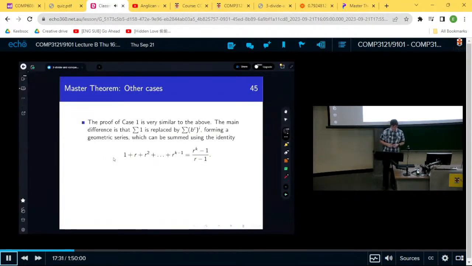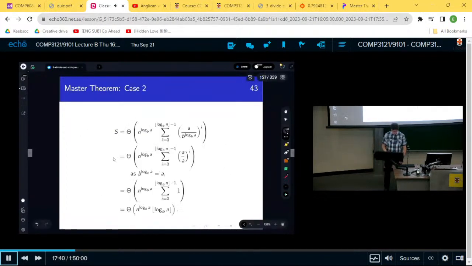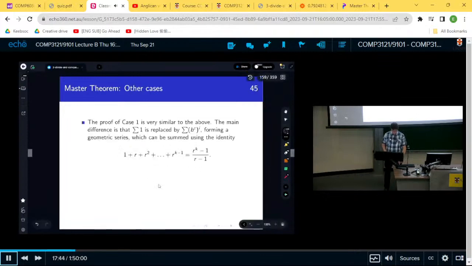If we now look at the first case of the master theorem, we will see that while the proof is very similar, where we had the sum of ones over here, we're actually going to get a sum of b to the power epsilon times i. For this sum, we'll use a result about geometric series, which says that the sum over r to the power i, when i goes from 0 to k minus 1, is equal to r to the power k minus 1, sorry, minus 1 divided by r minus 1.